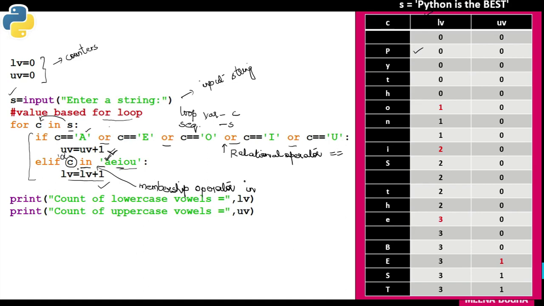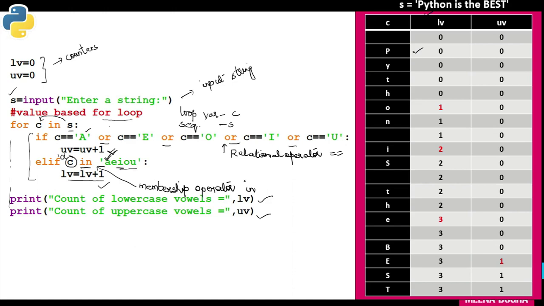Fine. Once my loop is over, once all the characters are done, this for loop is going to run till the end of the string, for the length of the string. Once the last character is fetched and checked, this for loop will terminate, and outside this for loop, in the same indentation, I can print that count of lowercase vowels is LV and count of uppercase vowels is UV. Fine. So let's see the dry run.